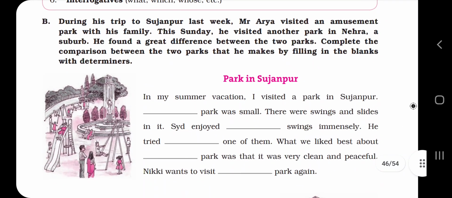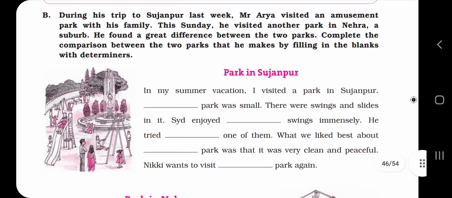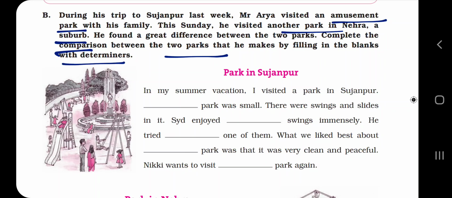During his trip to Sujanpur last week, Mr. Arya visited an amusement park where there are fun rides and you spend beautiful time with his family. This Sunday he visited another park in Nehra, a suburb, means an urban area but a little far. He found a great difference between the two parks. Complete the comparison between the two parks that he makes by filling in the blanks with determiners. Let's do it.